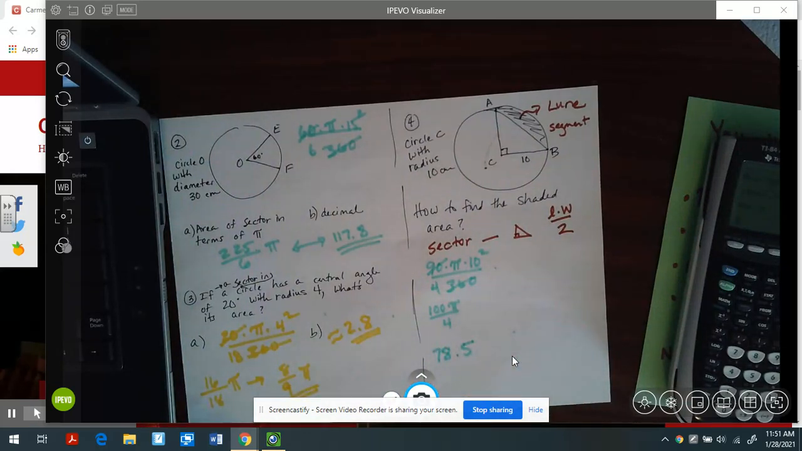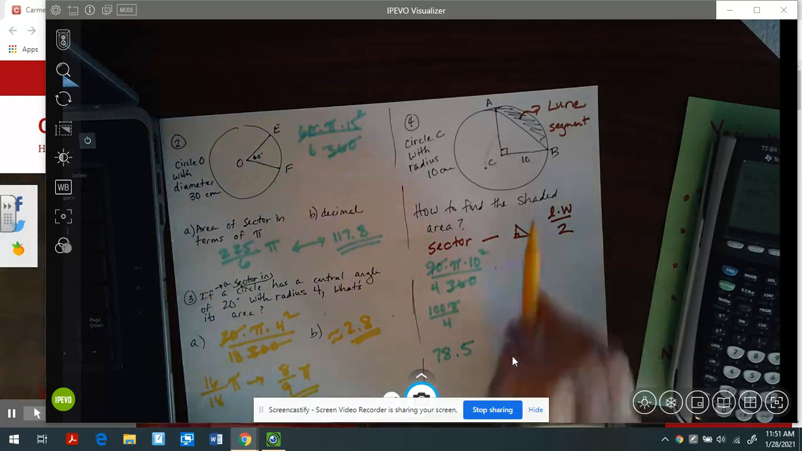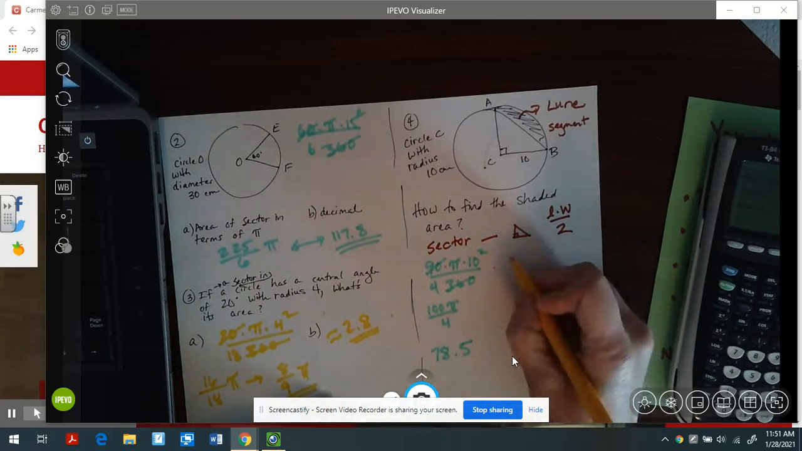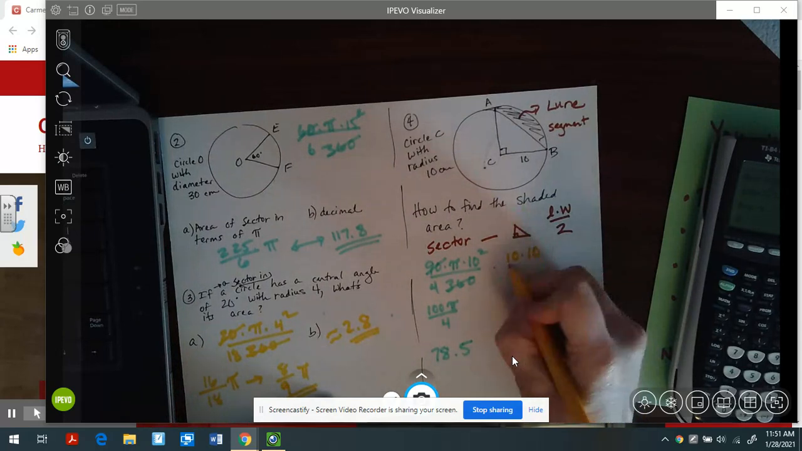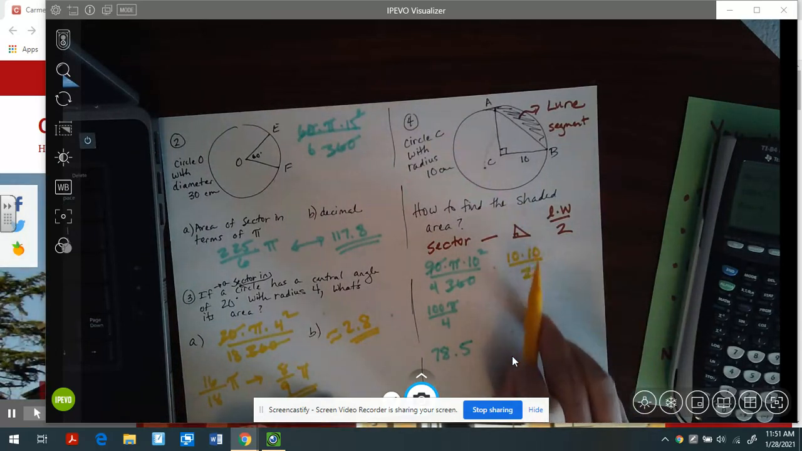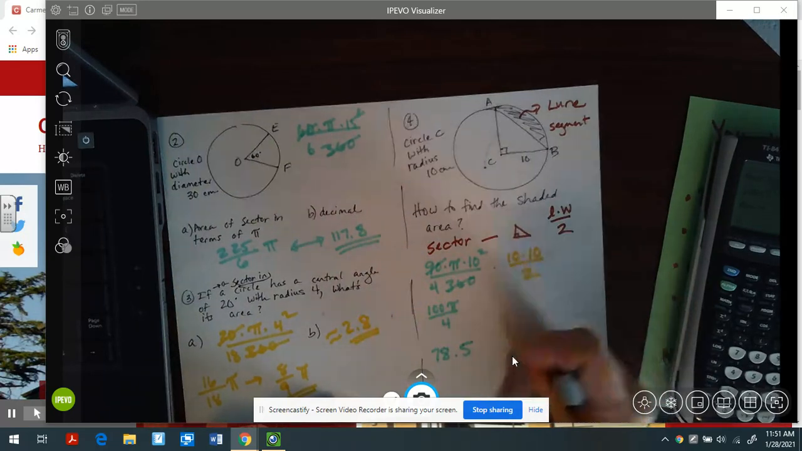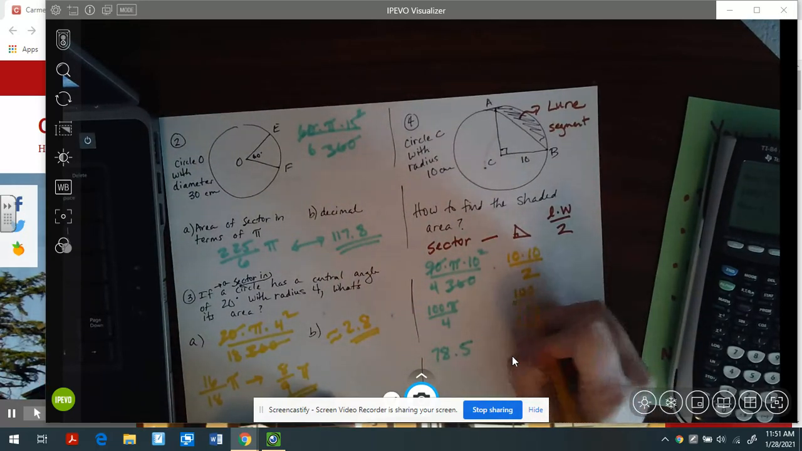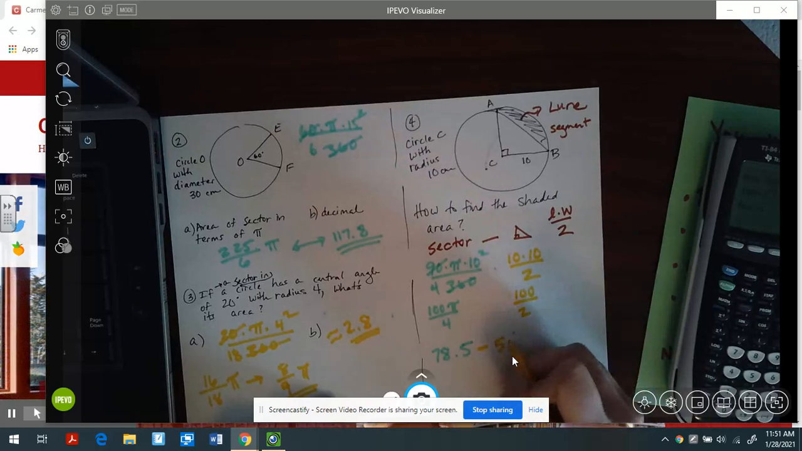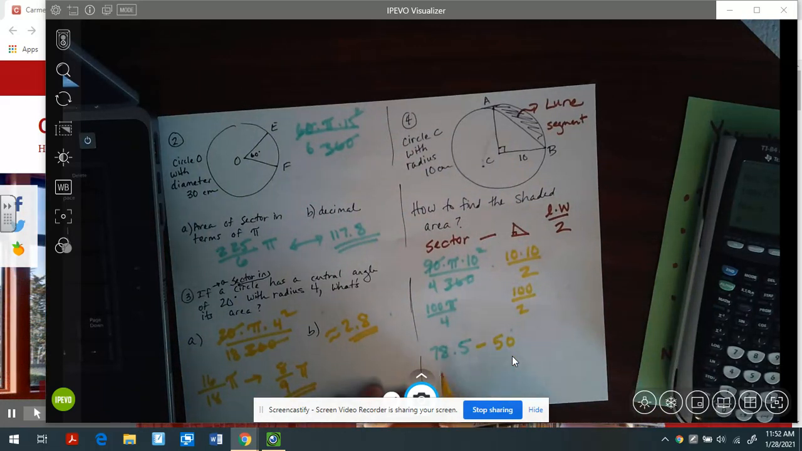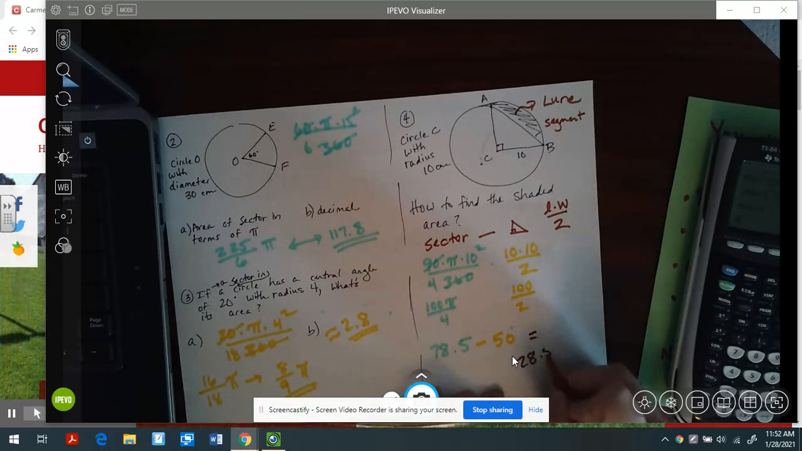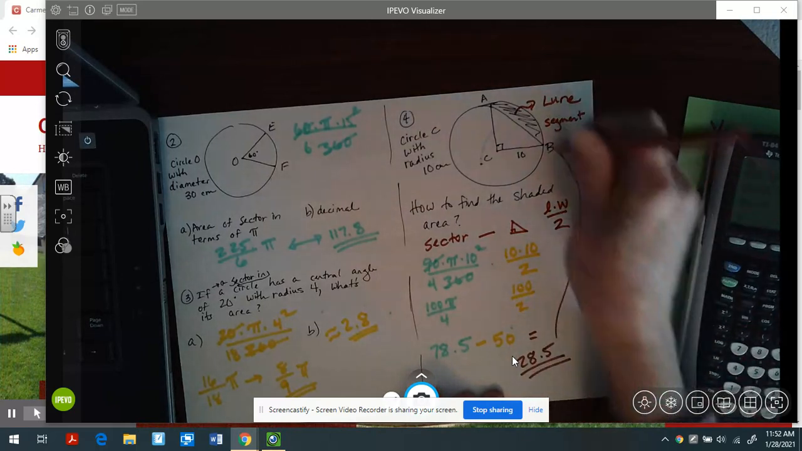Now the triangle. Again, I'm only going to give you these type to know. The triangle is 10 times 10 divided by 2 because that's length times width divided by 2. So that is going to be 100 divided by 2, which is 50. And now if I subtract 78.5 minus 50, I get the shaded area as 28.5. And that's all that.